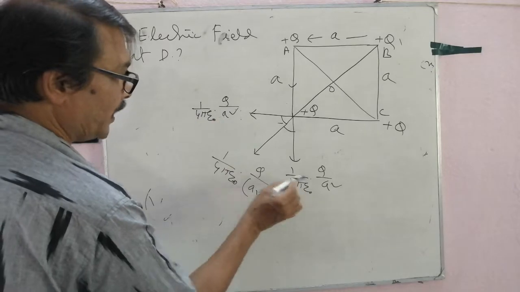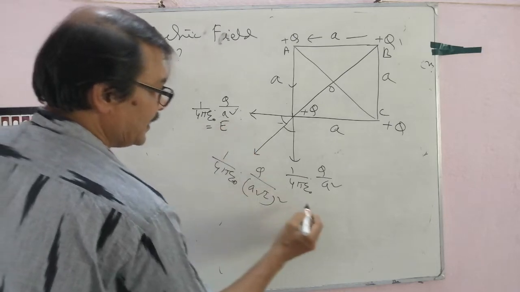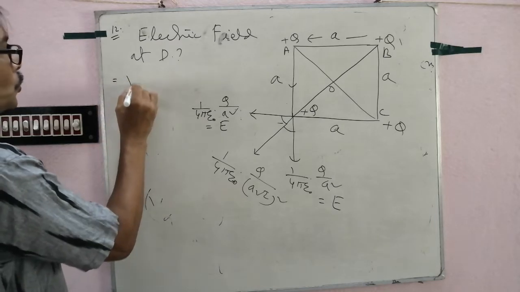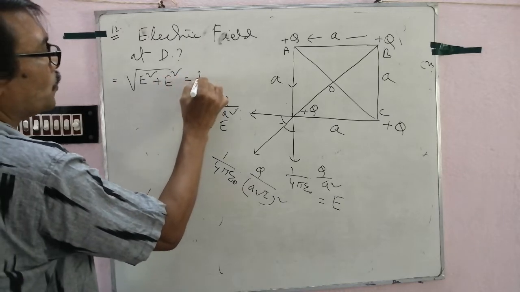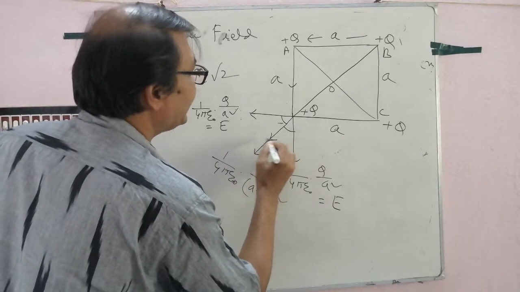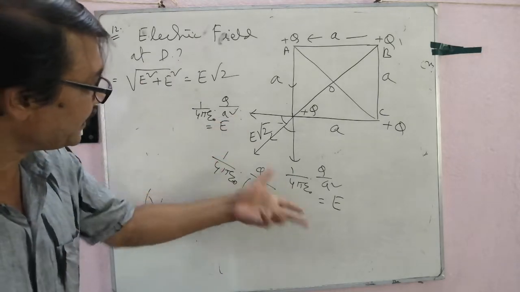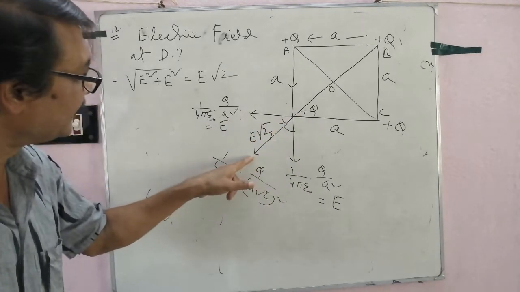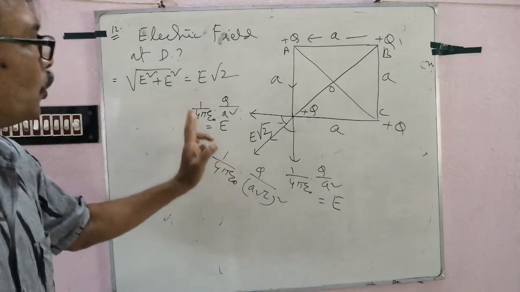At first, the resultant of these two vectors. Suppose this is E and this is also E. So the resultant of these two vectors will be root over E square plus E square, equal to E root 2. Follow. And this E root 2 is directed in this way. This field E, magnitude equal. The total field due to these two fields in this direction is root over E square plus E square, by the vector addition law, the parallelogram law of vector addition.